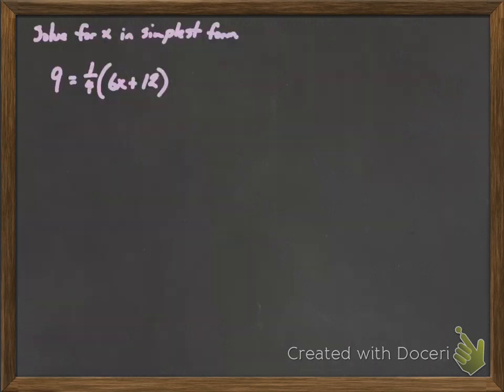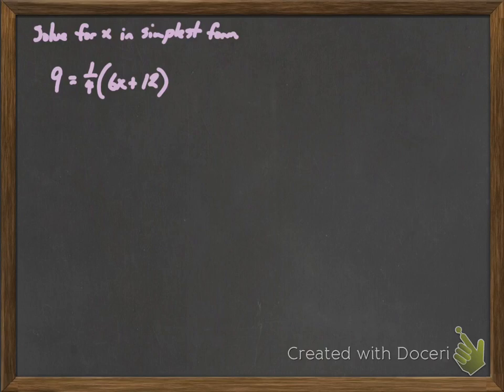Okay, let's take a look at one more. So we're going to solve for x in simplest form. That's the key, simplest form for this one, so we might have to do some simplification. So the equation is 9 equals 1/4 times this binomial here, 6x plus 12. So again, the first thing I have to do is distribute this 1/4 to both of these terms here.